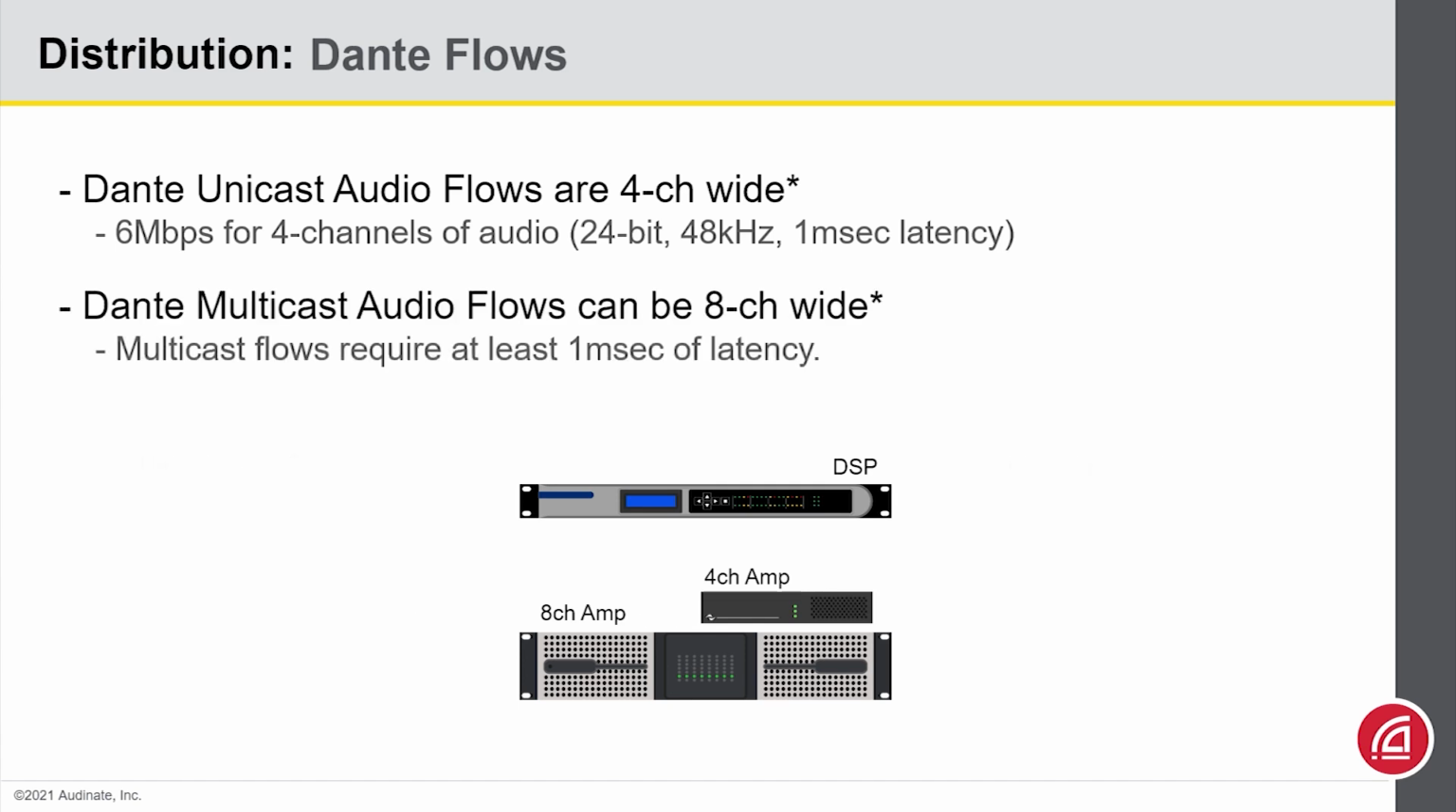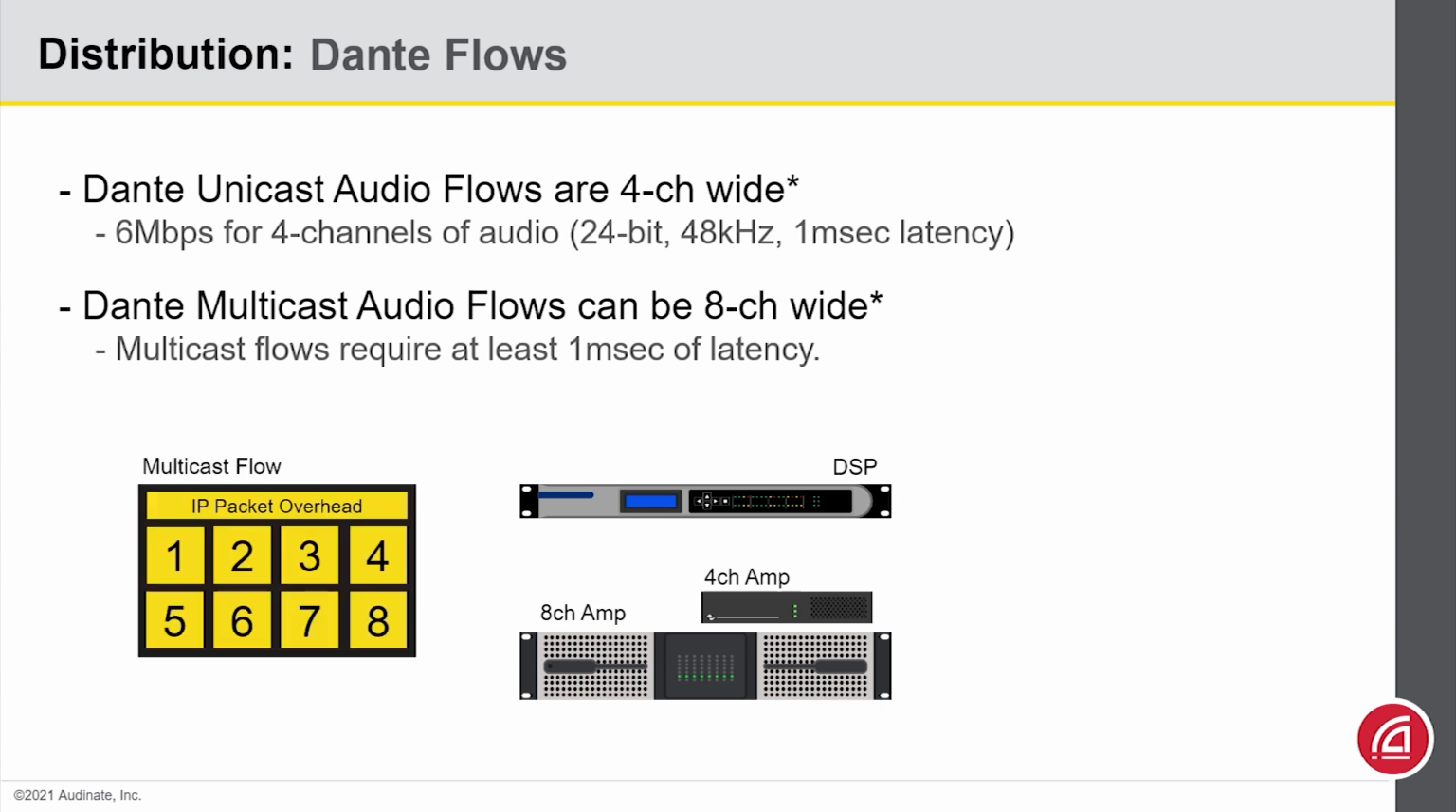However, if these 2 amplifiers were receiving the same signals, we could change this to multicast. When we send channels by multicast, we can bundle audio in an 8-channel stream. And of course, once I've transmitted these signals as multicast, it can go to as many destinations as I want. And interestingly, you could look at that 4-channel amplifier and say, well, wait a minute, I only need 4 channels here. The channels it's looking for are in that 8-channel stream. It will pick the channels it needs and ignore the rest.